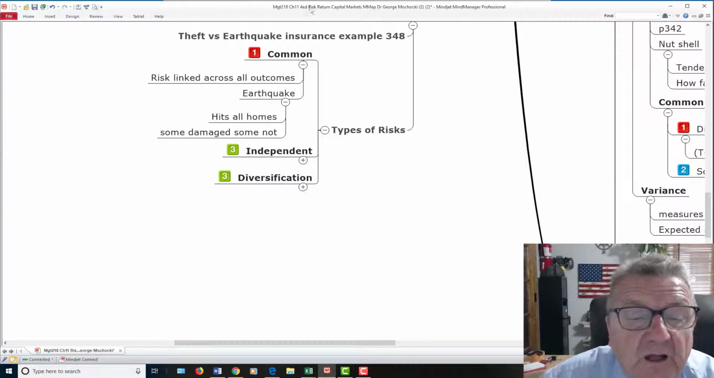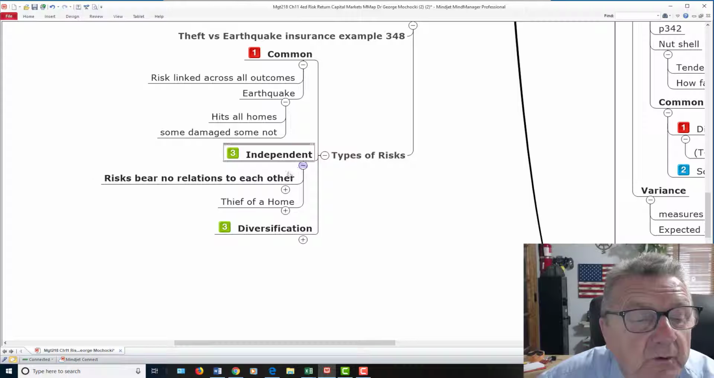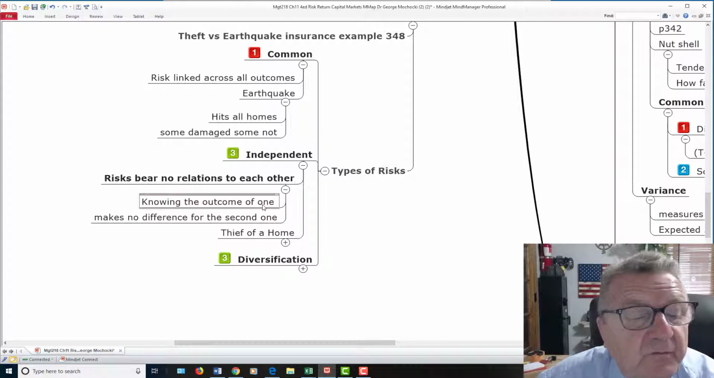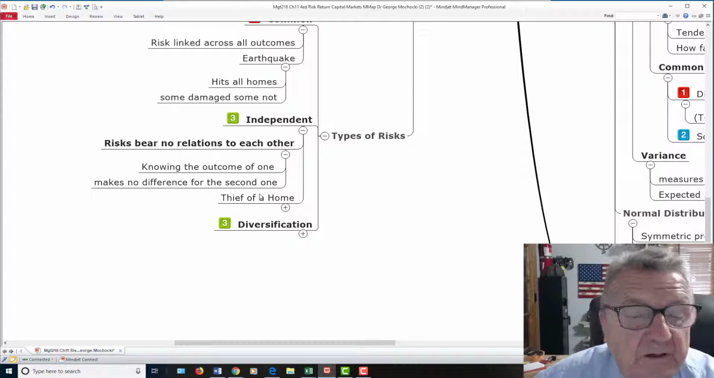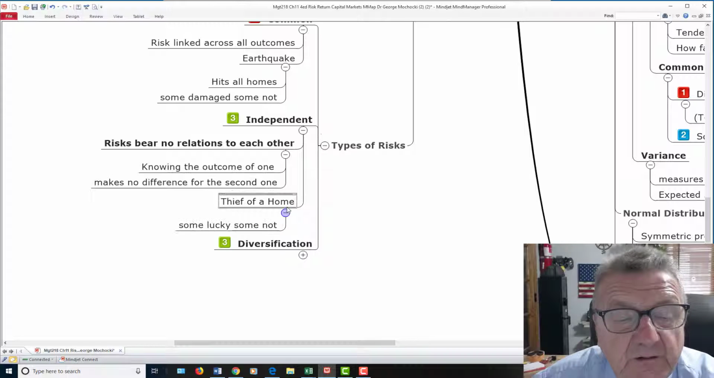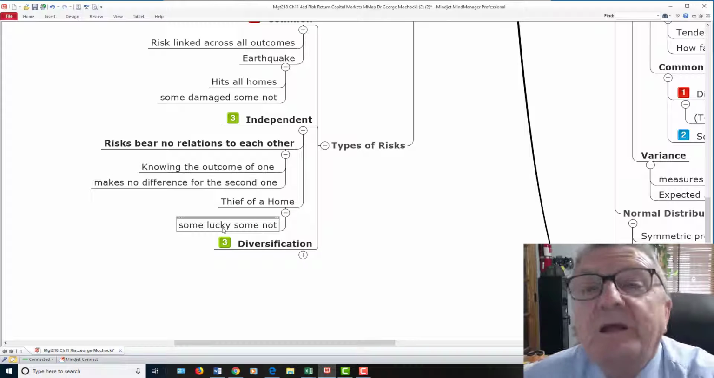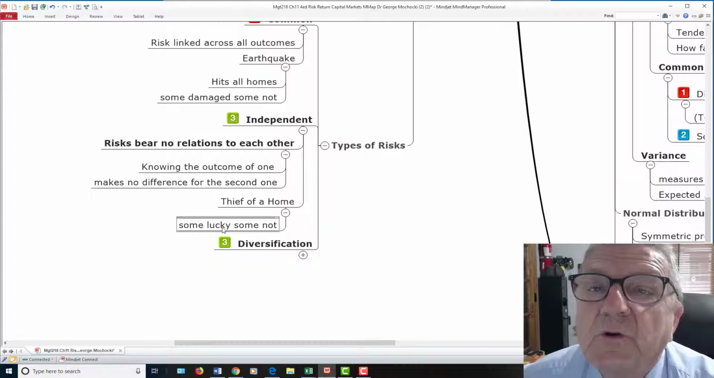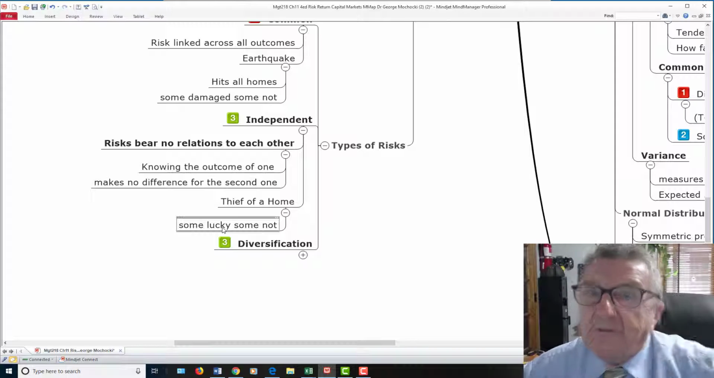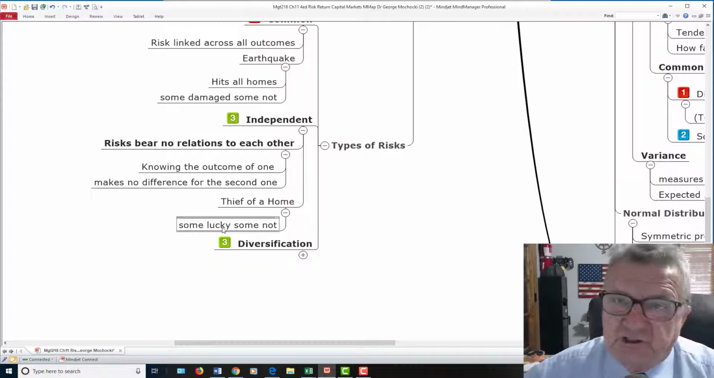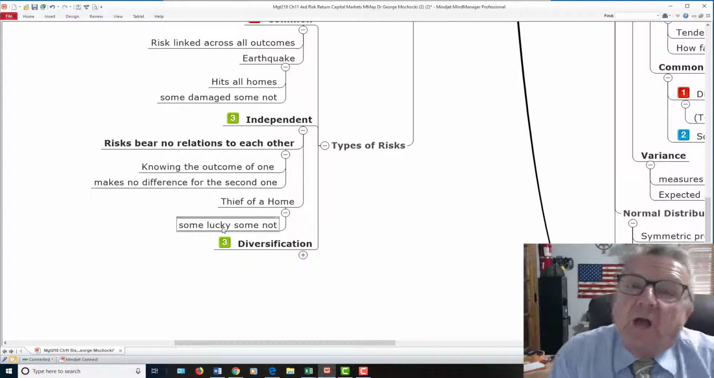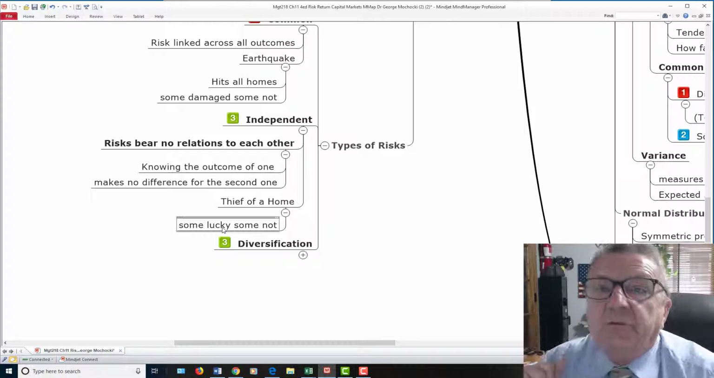Now independent risk, for lack of better words: risks bear no relationship to each other. Knowing the outcome of one makes no difference to the second one. Theft of a home: just because my home was broken into doesn't mean your home's going to be broken into. Some are lucky, some not. My home may not be broken into because I've got lights, a security camera, an alarm system. I'm just making that up. But another home has nothing, cheap locks, looks like no one's ever home, windows open. So that home has a higher probability of being broken into.